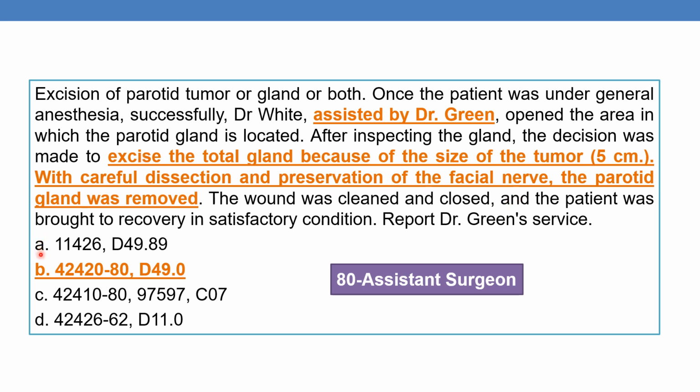So the correct CPT is 42420 along with the 80 modifier. Why are we employing the 80 modifier? The 80 modifier indicates assistant surgeon. Here we are reporting Dr. Green's services. Dr. Green is the assistant surgeon and Dr. White is the main surgeon. So for Dr. Green, that is for the assistant surgeon, we need to indicate the 80 modifier. And the ICD is D49.0. So the correct option is B: 42420 along with the 80 modifier and D49.0.